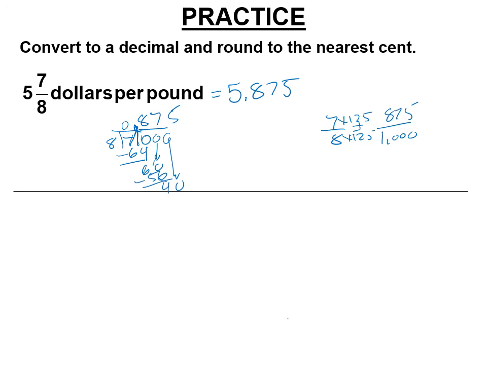All right, so this is equal to 5.875. And it says convert to a decimal. We did that. And round to the nearest cent. So it is $5.88 per 1 pound.